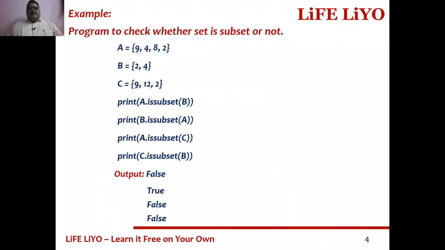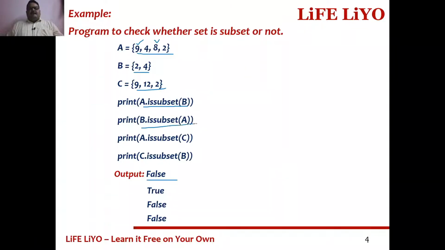This is the example: A = {9, 4, 8, 2}, B = {2, 4}, C = {9, 2, 12}. A is subset of B? All the elements of B are available in A, but A has some extra elements, 9 and 8. That's why it gives the result as false.